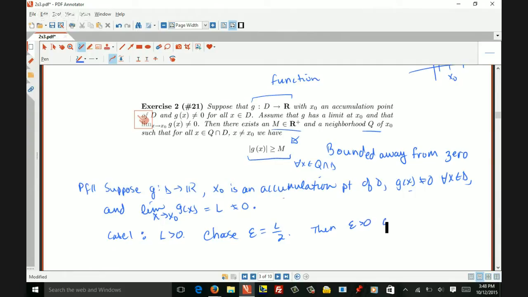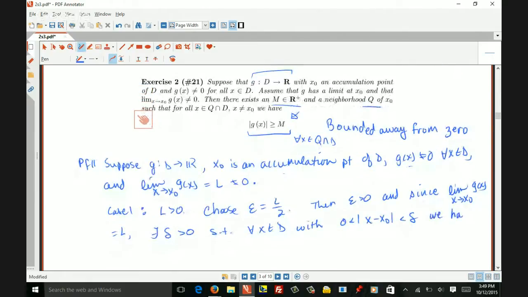I know epsilon is greater than 0, and since the limit as x goes to x naught of g of x is equal to L, I know that there exists a delta greater than 0 such that for all x in D with 0 less than |x minus x naught| less than delta, we have g of x, not f of x, |g of x minus L| has to be less than epsilon.